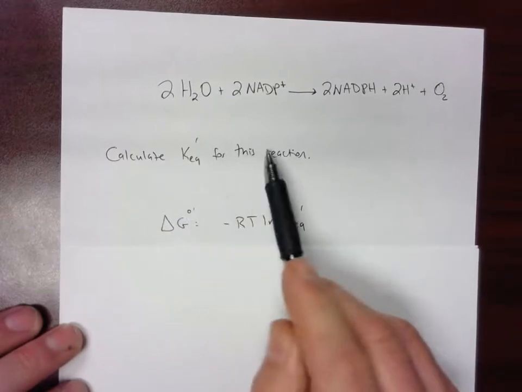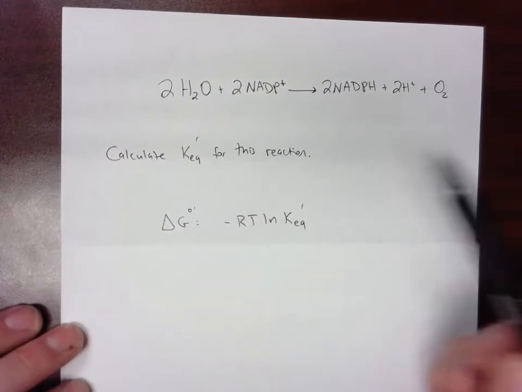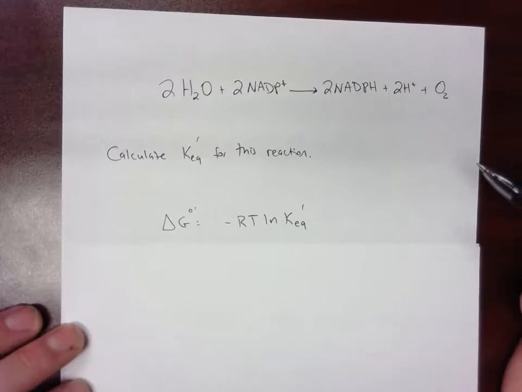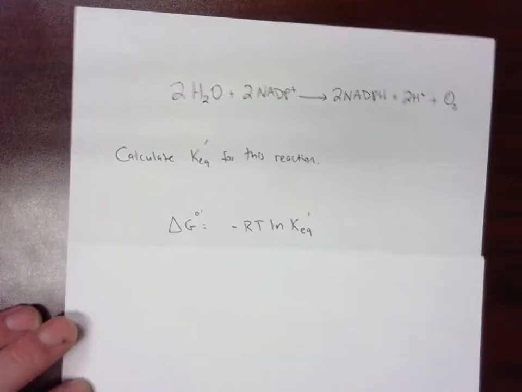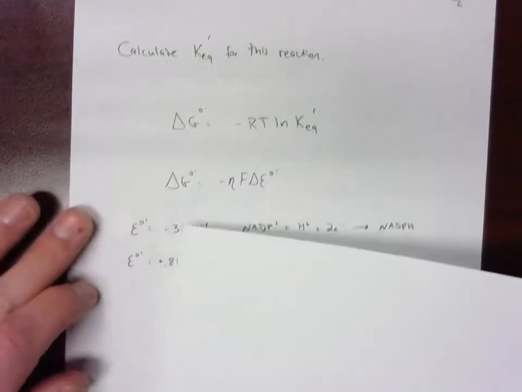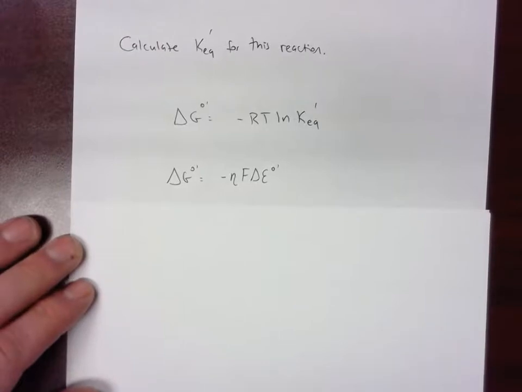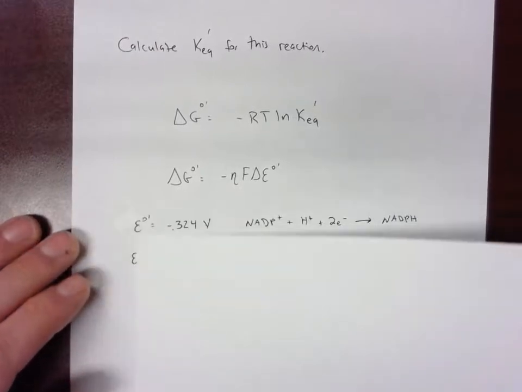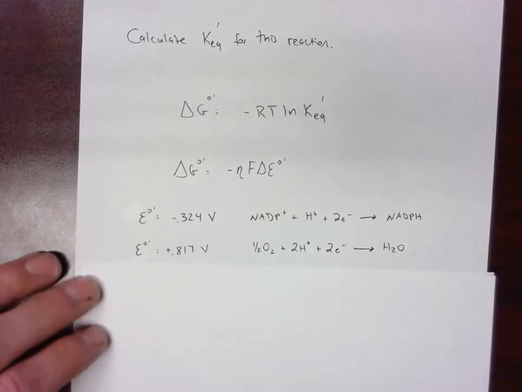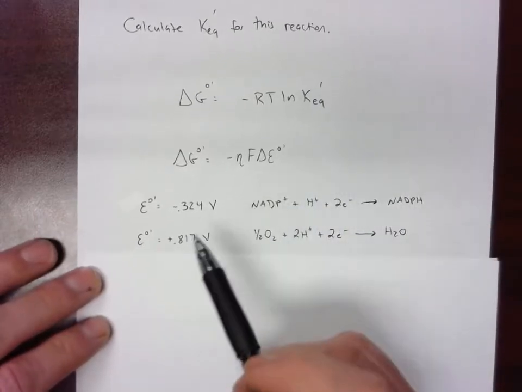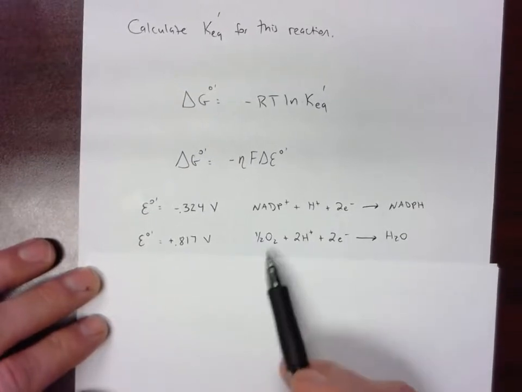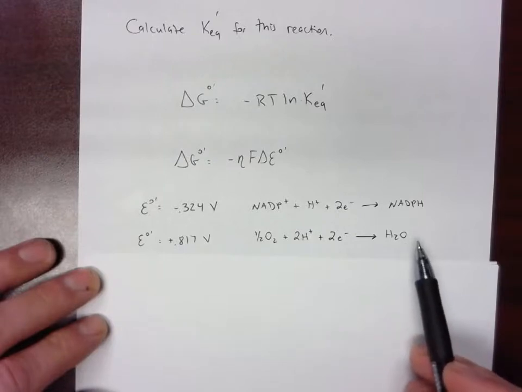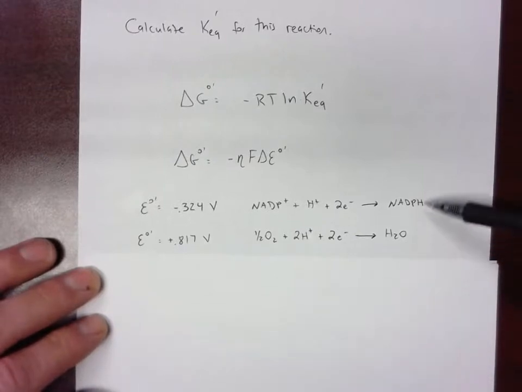So the question is to calculate the KEQ for this reaction. And in order to calculate the KEQ, I've got to know the delta G. And I'm going to calculate the delta G using the negative nF delta E equation. And from a table, I've gotten these values, these reduction potentials for the NADP to NADPH, and then from oxygen to water. And so this is our redox pair.